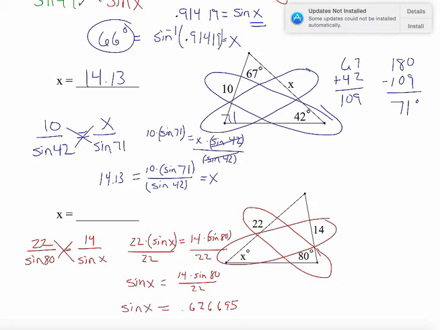Now again, I'm not rounding this off my calculator, but I'm checking to see if that number is less than 1, because when I want to know the angle x, that's when I type into my calculator sine inverse of that ratio, 0.626695, and when I do the sine inverse of that, I end up getting 38.8, or roughly a 39-degree angle. So in this case, x has to be 39 degrees. And that's how we're going to use the law of sines to find missing sides and missing angles.